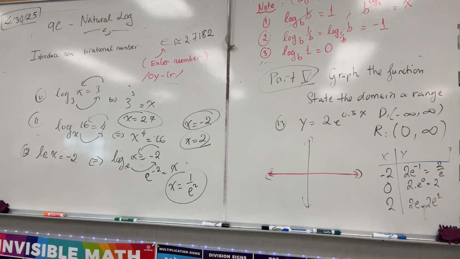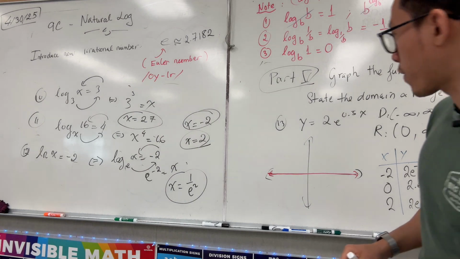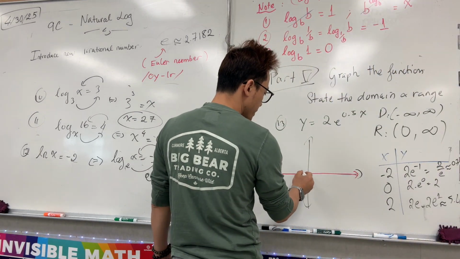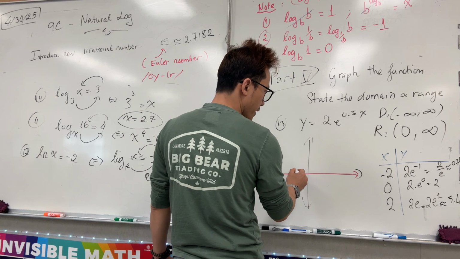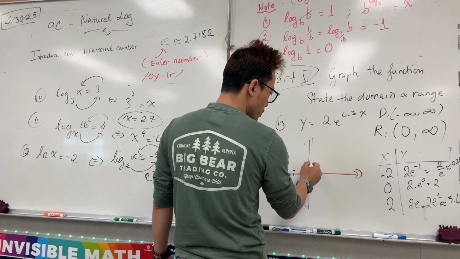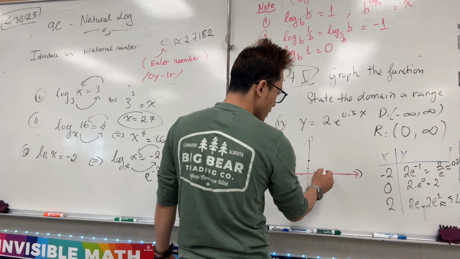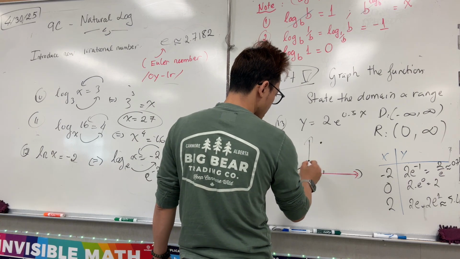So what is 2E then? About 5.4, right? How about 2 divided by E? 0.74, right? You round it up, it's 0.74. So then you can plug it in. So negative 2, 0.74 right here. 0, 2 right here. And then 2 and 5.4 up here. That's your graph.